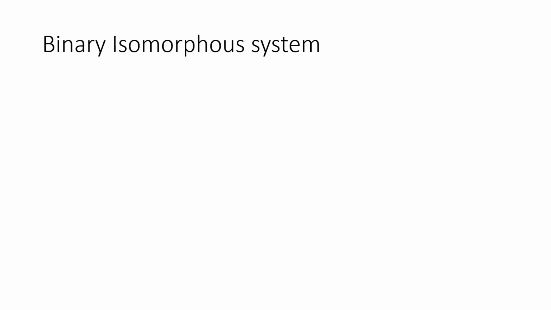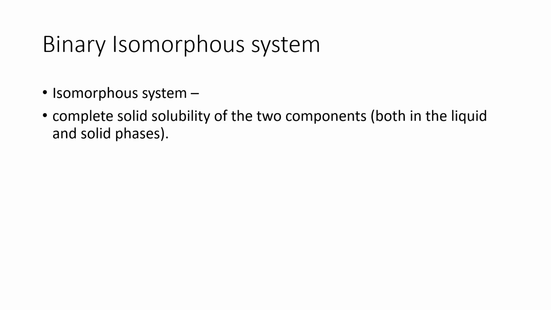Binary isomorphous system. What is an isomorphous system? An isomorphous system is the complete solid solubility of two components, both in the liquid and solid phases.